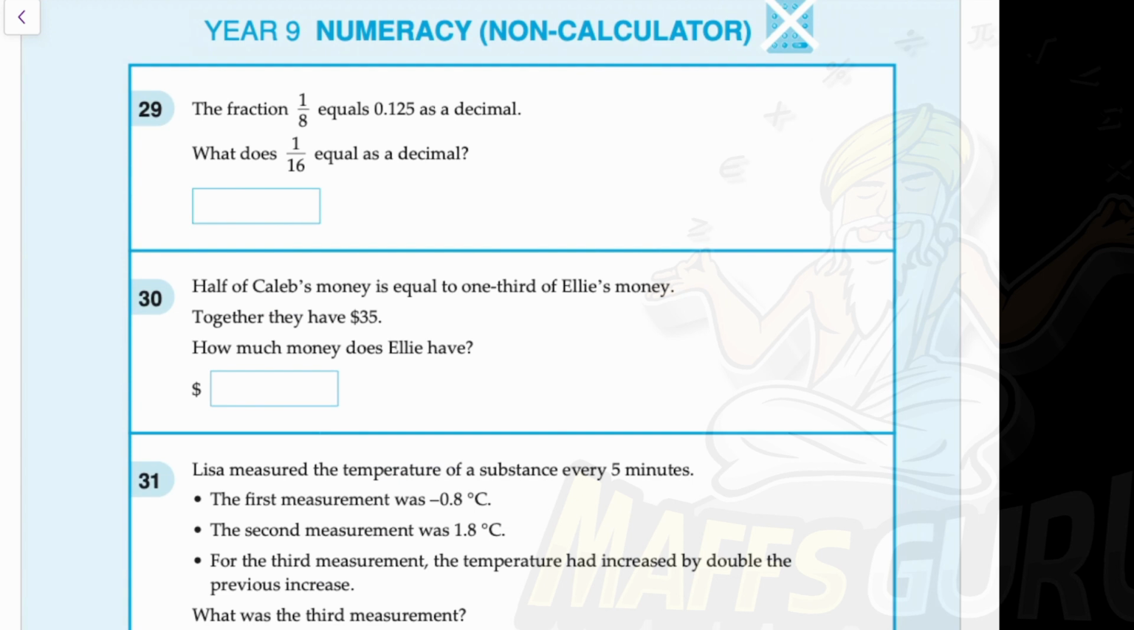The fraction 1/8 equals 0.125 as a decimal. What does 1/16 equal as a decimal? Well, basically 1/8 is, so 1/16 is half of that. So we want a half, so 0.125 divided by 2. Now the best way to do this, I say, is to move the decimal point 3 places. Gives me 125 divided by 2. So 2 into there goes 62.5.